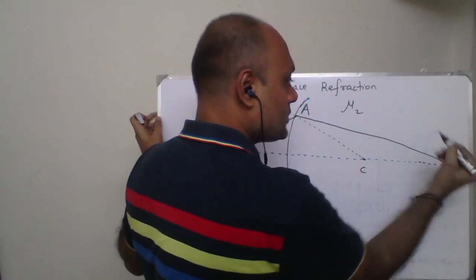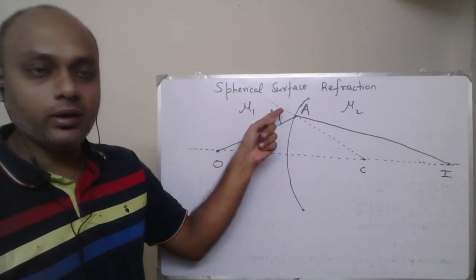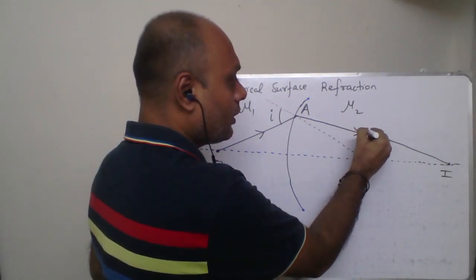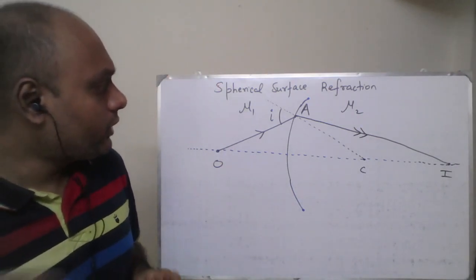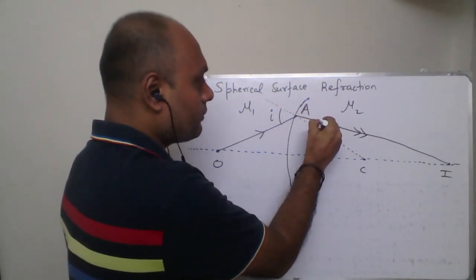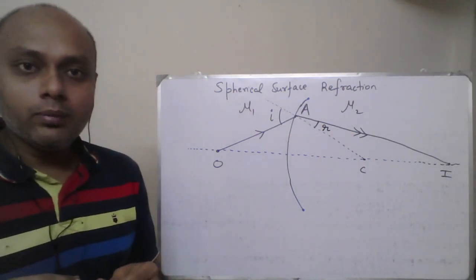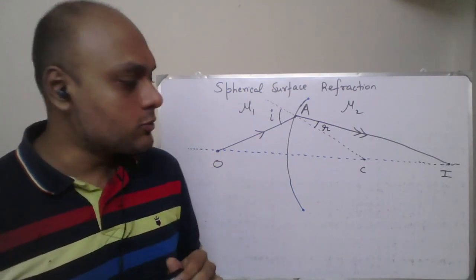So note that I is the image formation point, O is the object point, incident ray, AC is the normal, and this is the refracted ray. Now refracted ray, angle made by the refracted ray with the normal, that is R, refraction angle. Now I am going to mark some more angles. Clearly note these angles also.